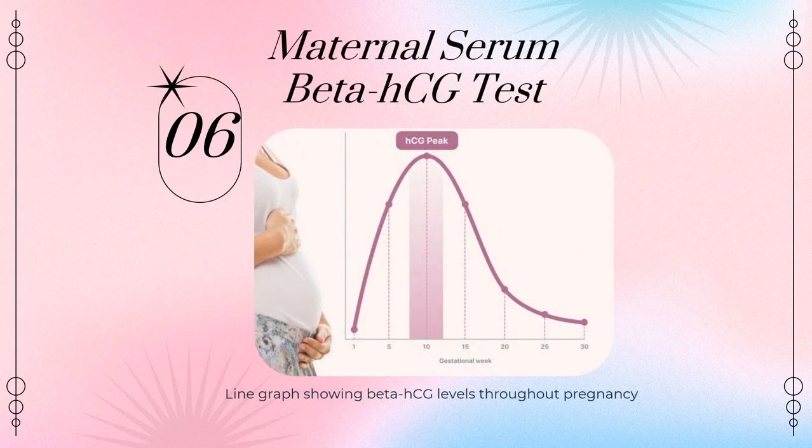Let's now talk about beta-hCG levels throughout pregnancy. In early pregnancy, beta-hCG levels rise rapidly, doubling approximately every 48 to 72 hours, peaking around 8 to 11 weeks of gestation. After this peak, the levels gradually decline and stabilize for the remainder of the pregnancy.